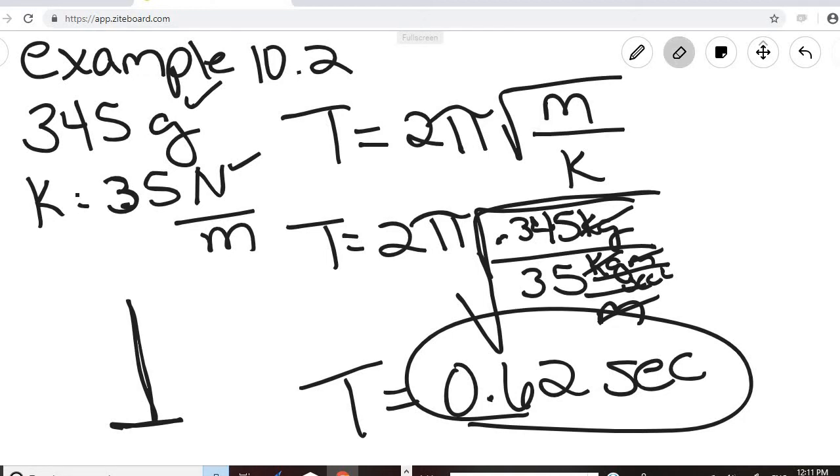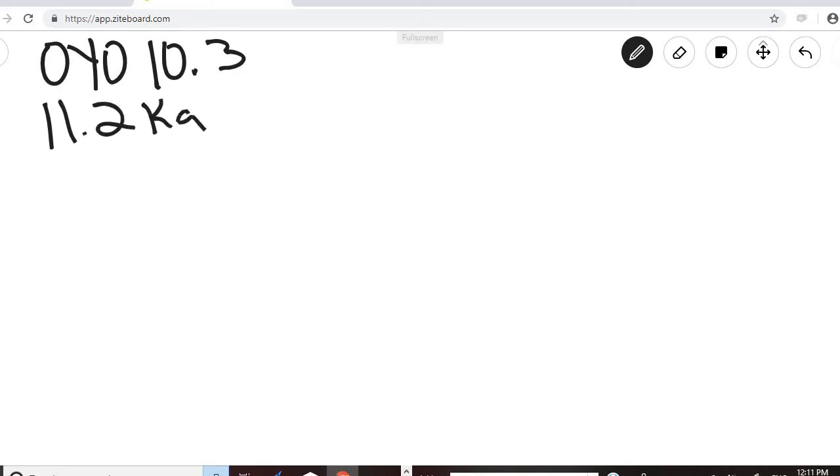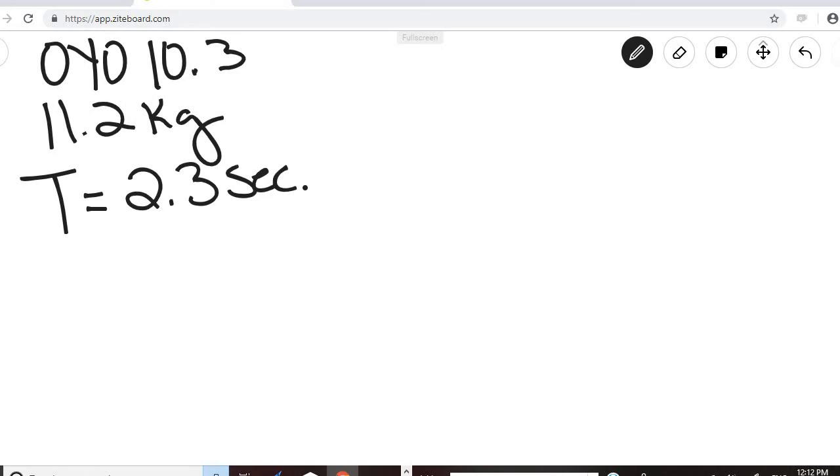Okay, let us go ahead and do the on your owns, and then I think we'll be done for this video. Let's do on your own 10.3. So this one says we have an 11.2 kilogram mass, and in this case we're told the period. So T is equal to 2.3 seconds. What is k?